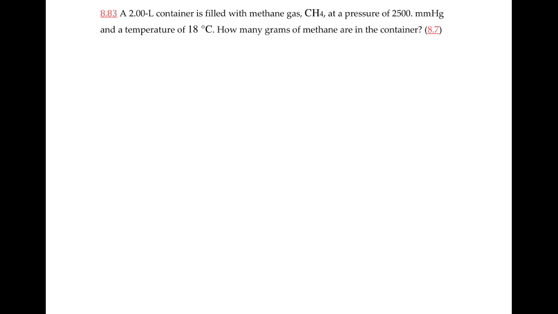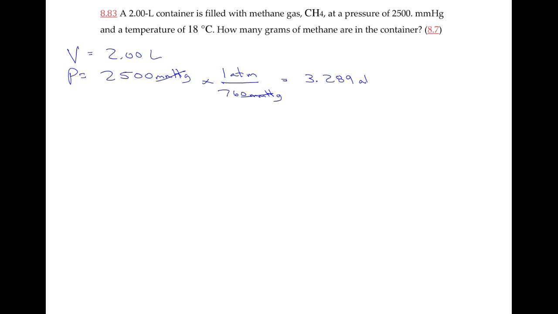So let's write down what we know. We know that the volume is 2.00 liters. Our pressure is 2,500 millimeters of mercury. I'm going to convert that into atmospheres using this conversion factor that 1 atmosphere is equal to 760 millimeters of mercury. So those are going to cancel out, and I'm going to get 3.289 atmospheres. So that's done.